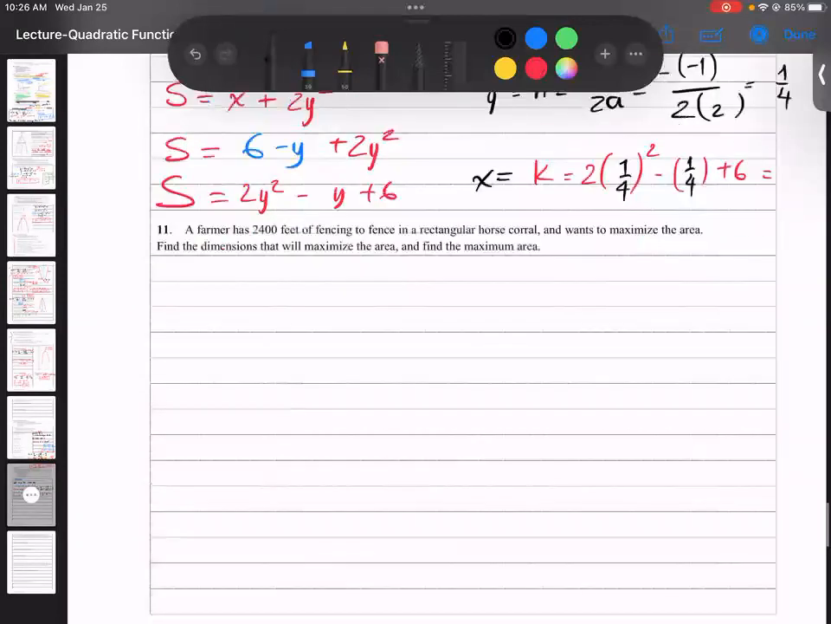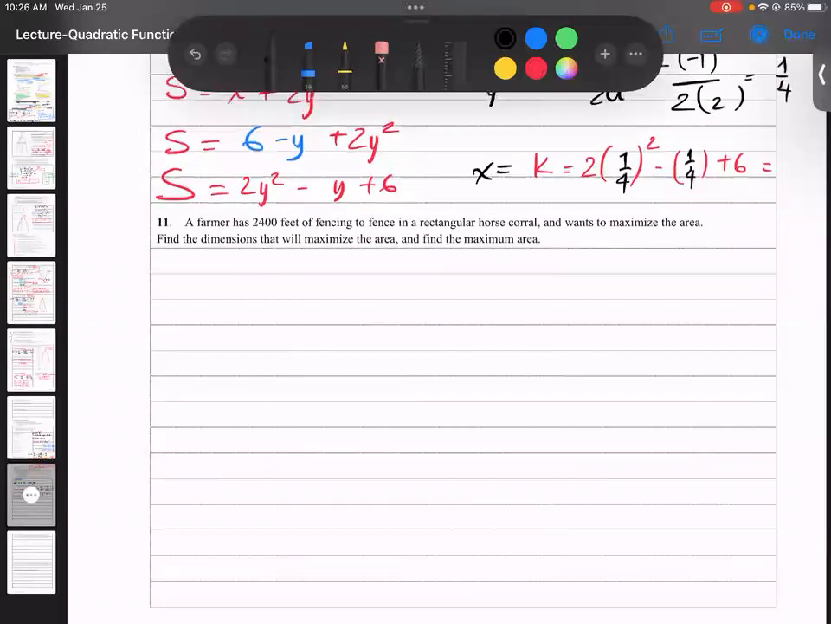Number 11, let me finish this one. A farmer has 2,400 feet of fencing to fence a rectangular horse corral. So let me draw that for you.